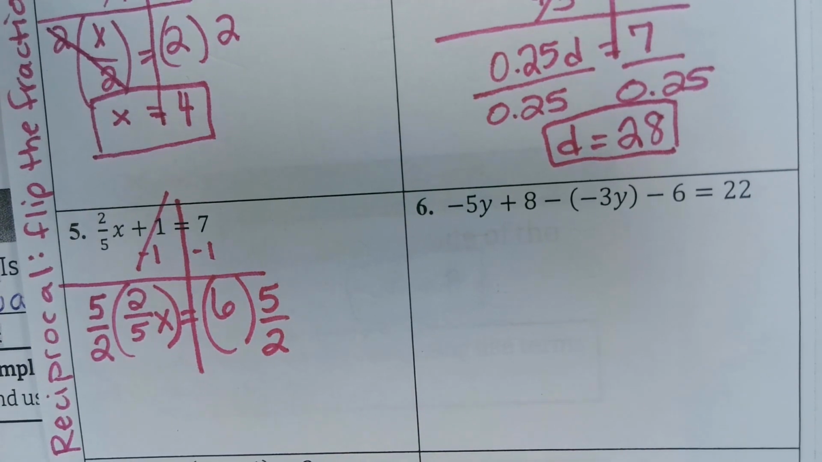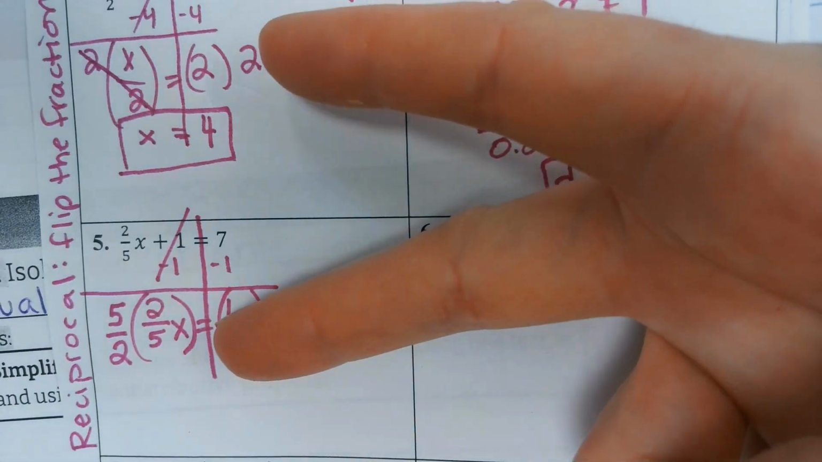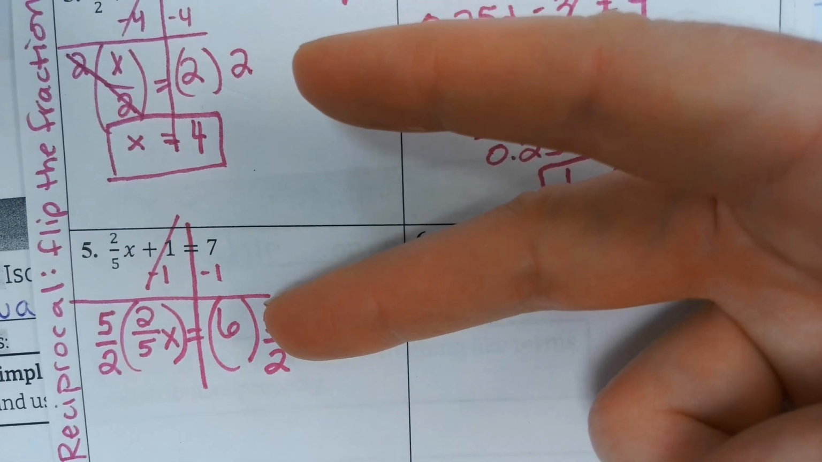Reciprocal is a fraction. Fraction's numerator over denominator. But whenever you do the reciprocal, you flip the fraction. So you might see me have my hands like this, and then I flip them. That's what I mean. You're flipping your fraction. What's on top goes on bottom. What's on bottom goes on top.